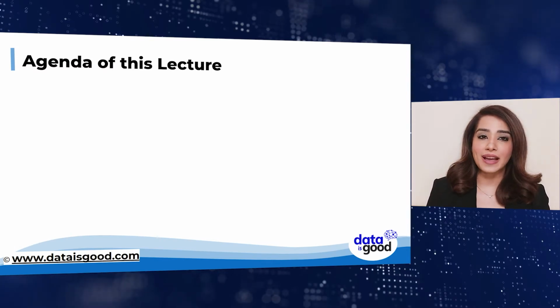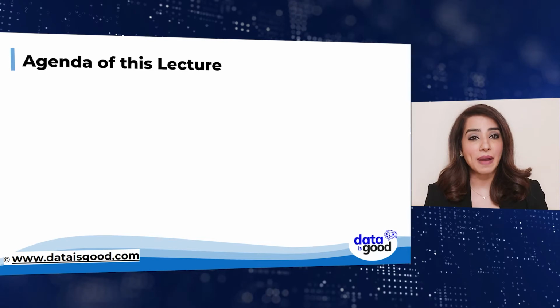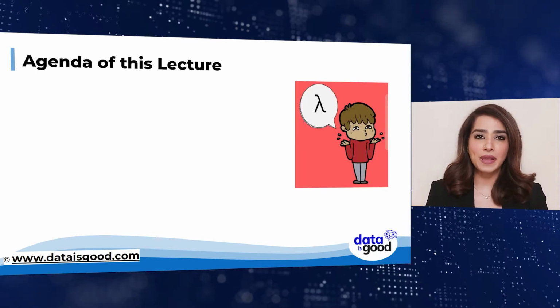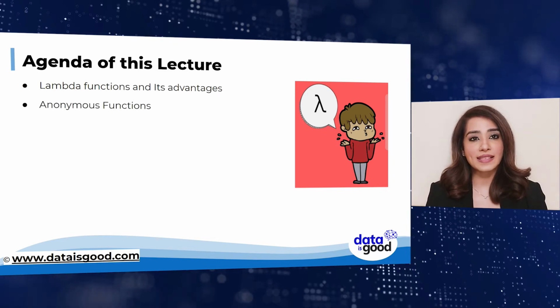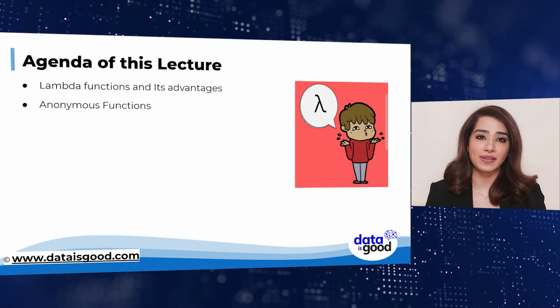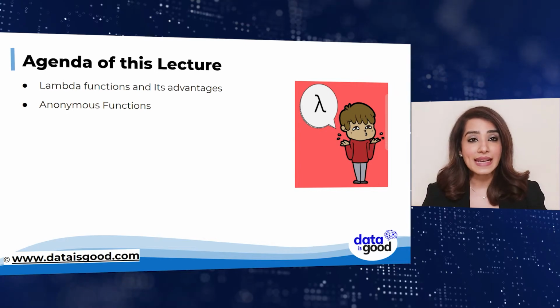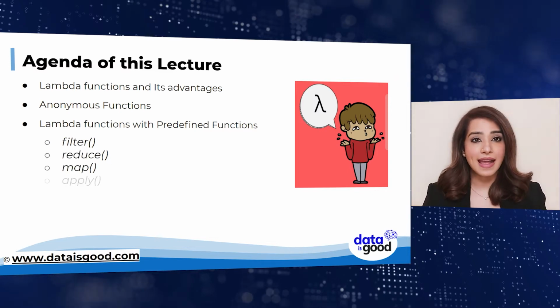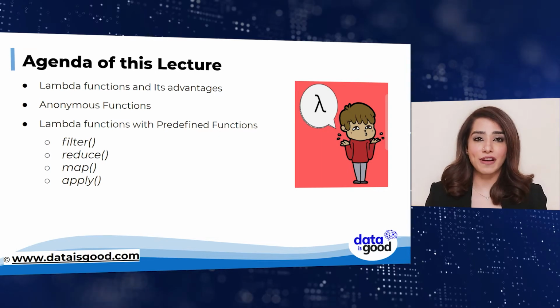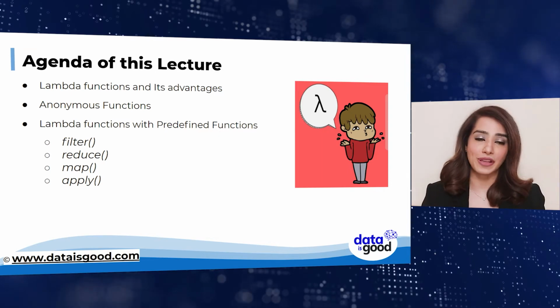Here is the agenda for this Lambda Functions in Python course. We will first begin with understanding what the Lambda functions are, their advantages, and why they are known as anonymous functions in Python. After that, we'll be seeing how to write Lambda functions along with some predefined functions such as filter, reduce, map, and apply. Finally, we will be using these Lambda functions to solve some algebraic expressions.